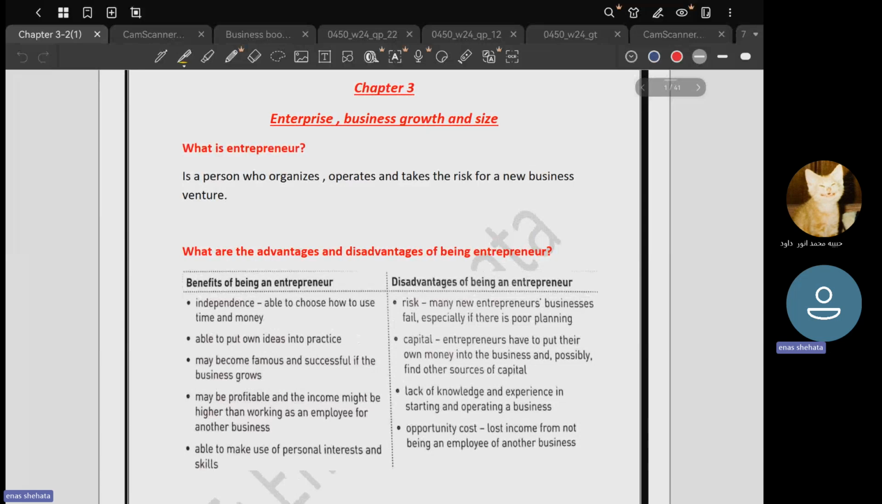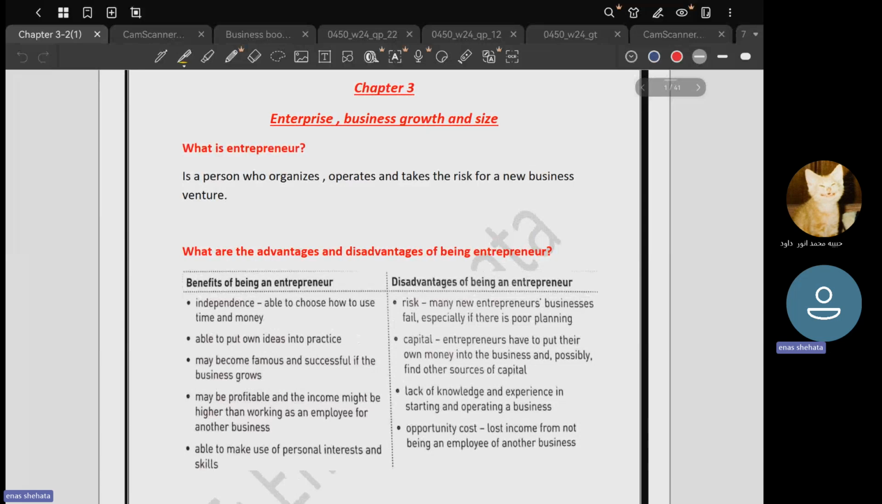Able to make use of professional interest and skills. Now I have specific skills, IT skills, for example, or engineering skills. So I can use the skills in my business and I may benefit from the skills.